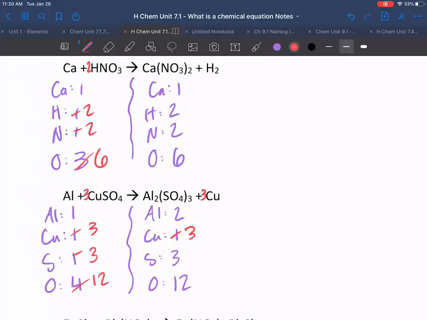And we need 1 more aluminum on the left side. So I'm going to multiply aluminum on its own by 2. And so you should have gotten 2, 3, 3, 12 as your quantities. Any question on that one?